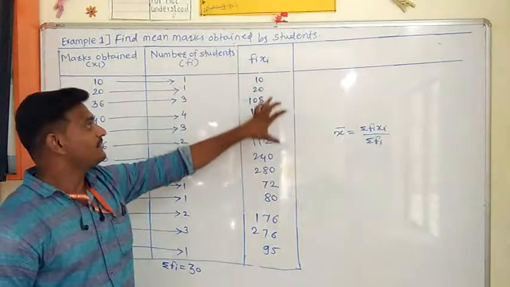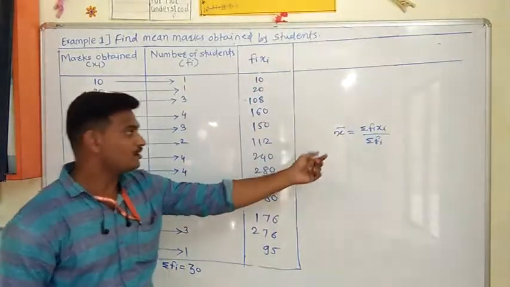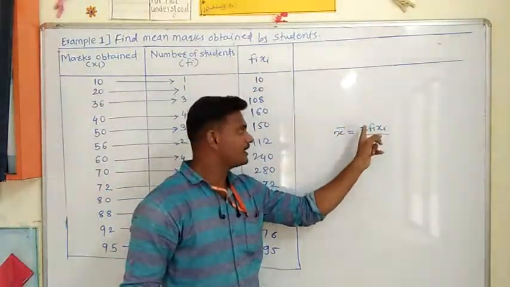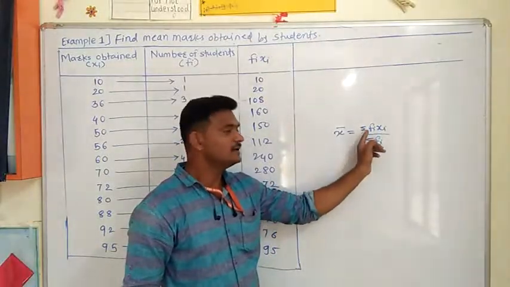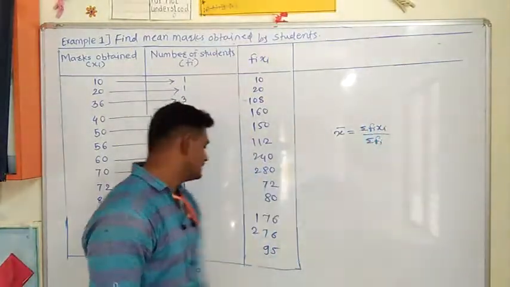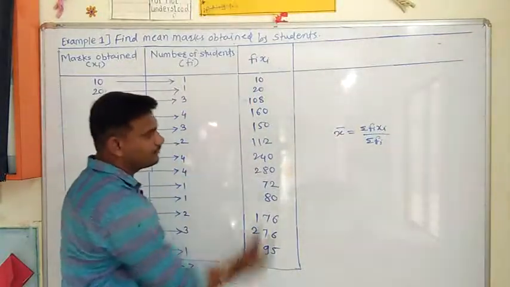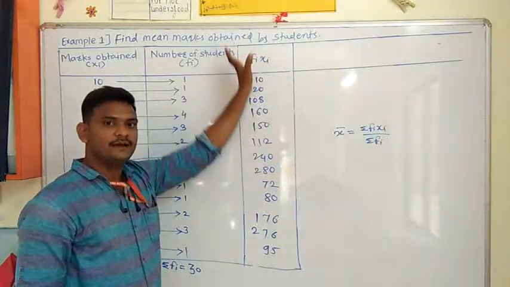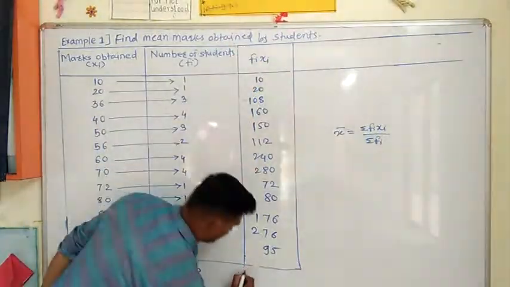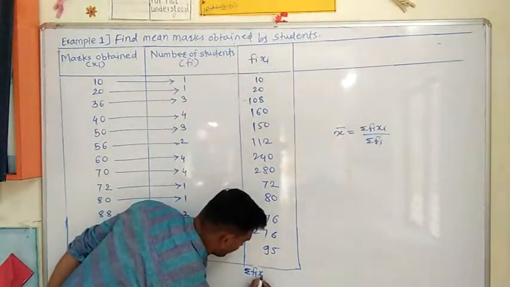Now we have to find the summation of fi into xi, because in the formula for the mean, we require the summation of fi into xi. Summation is nothing but simply adding this column. We have to add the fi into xi column.